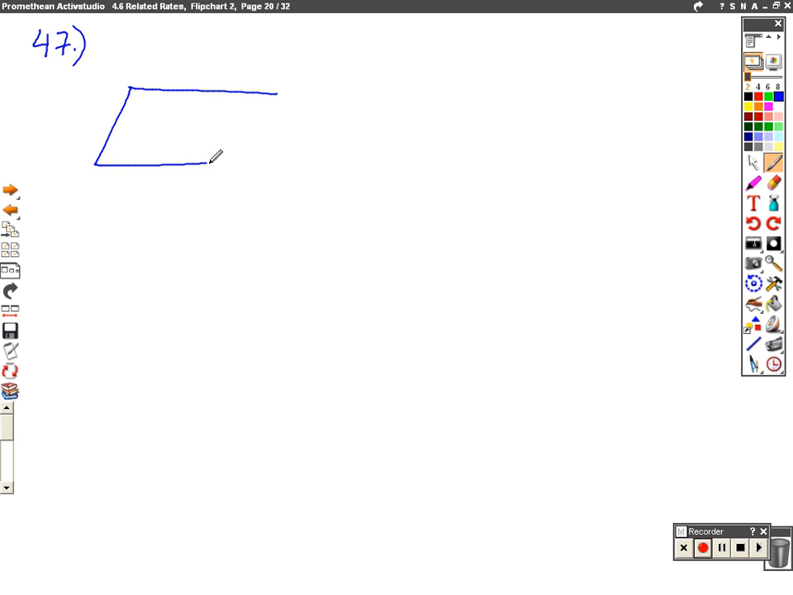All right, so open top storage bin that has a square base. So I'm going to give it the same dimension for the base, x and x, and vertical sides. So I'm going to call that h, that can be made from 108 feet of sheet steel. So we only have 108 feet squared of sheet steel, which means that's the surface area is 108 feet.